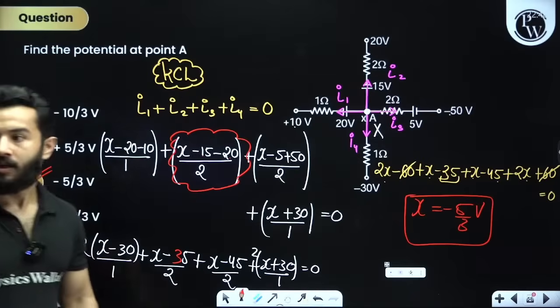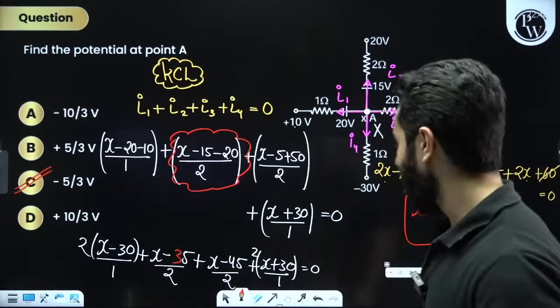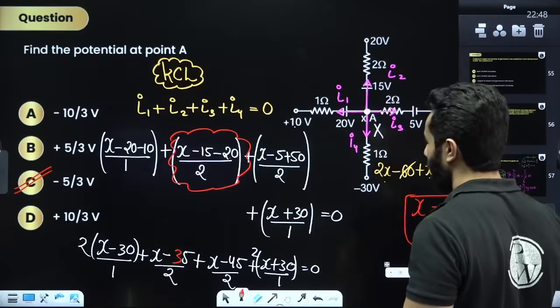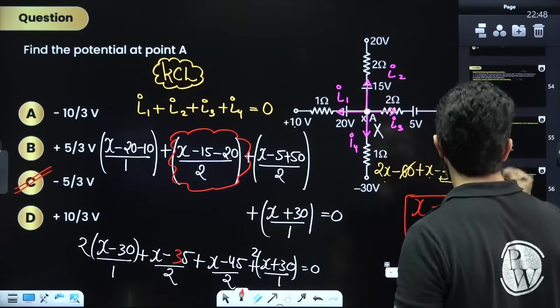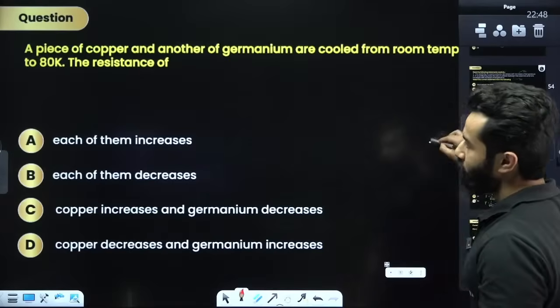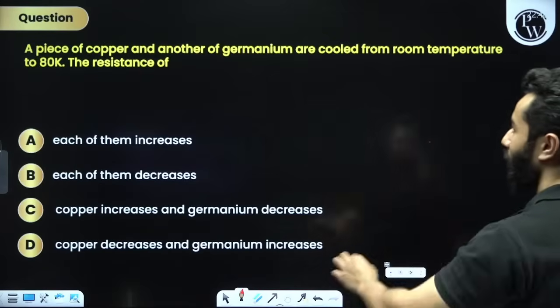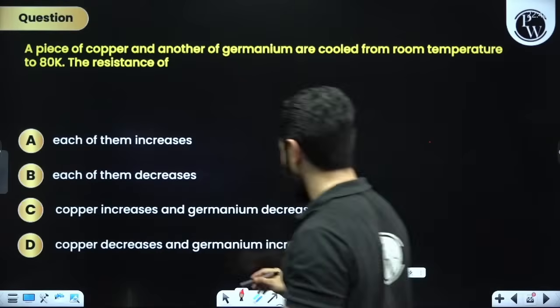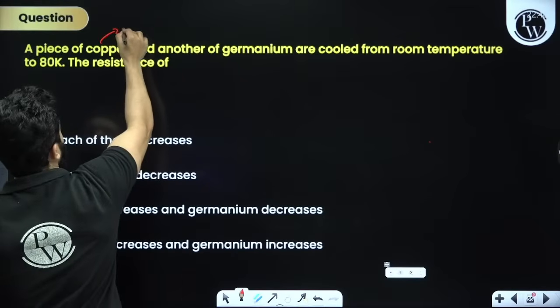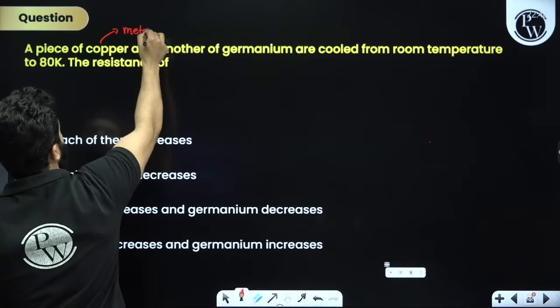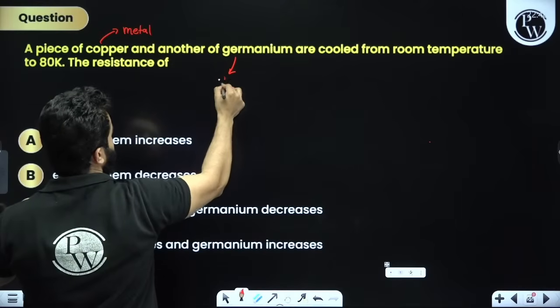Clear? Done? Any doubt? Do let me know in this question if you have any doubt. Other than that, most of the questions we have already solved. Let's look at one or two more questions. A piece of copper and another of germanium. Copper is a metal. Germanium is a semiconductor.